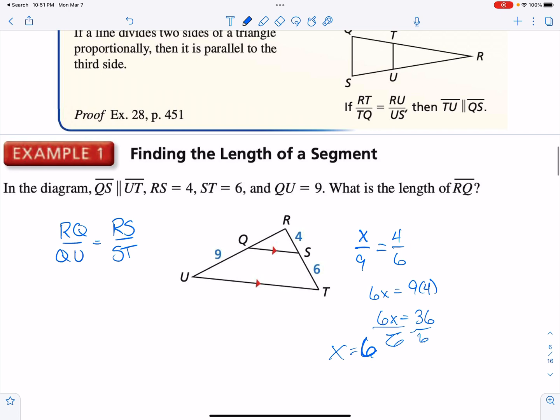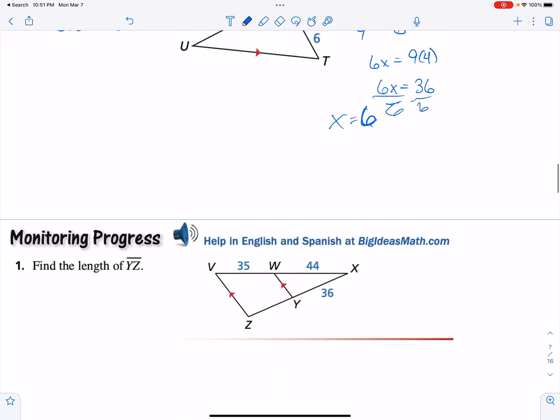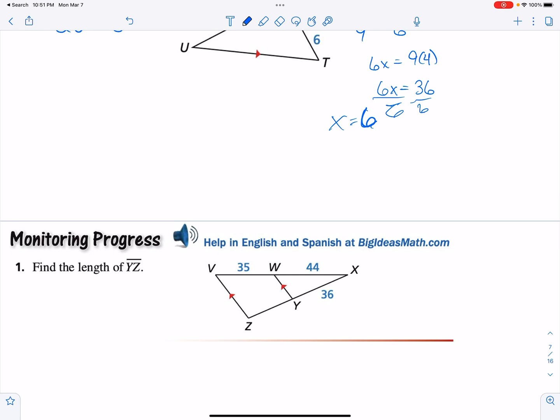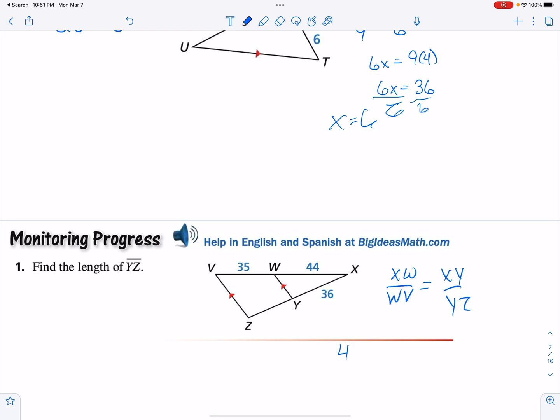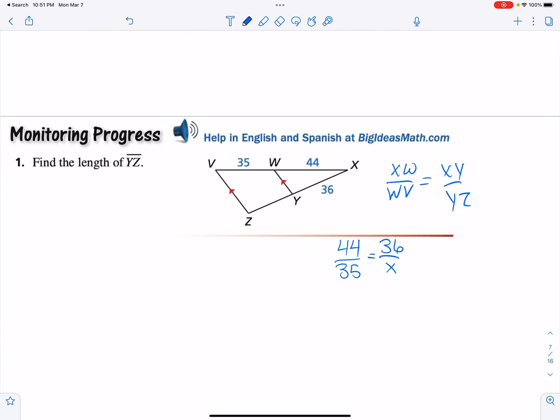Okay, so again, just set up those proportions. Okay, pause, go ahead, try this. Make sure you set up your cross products. So again, I'll let you guys work this out. It should be WX or XW, whatever you want to call it. So we should have XW over WV should equal XY over YZ. And when we set that up, it should be 44 over 35 equals 36 over what we don't know. Again, we can set up our cross products, and I'll let you guys multiply this out.